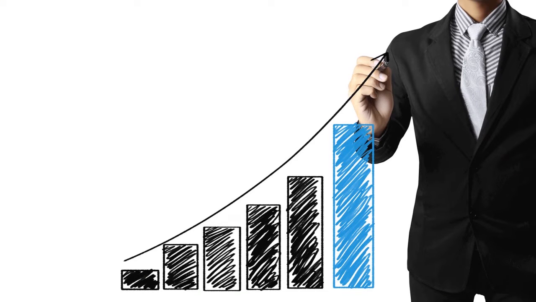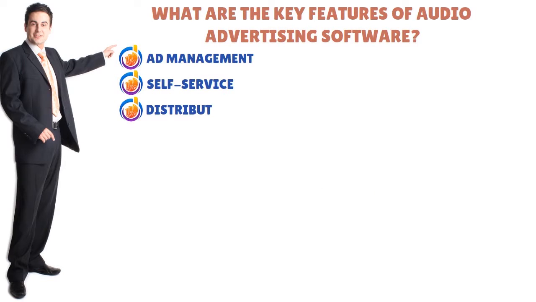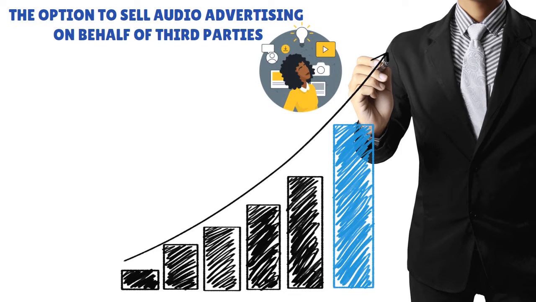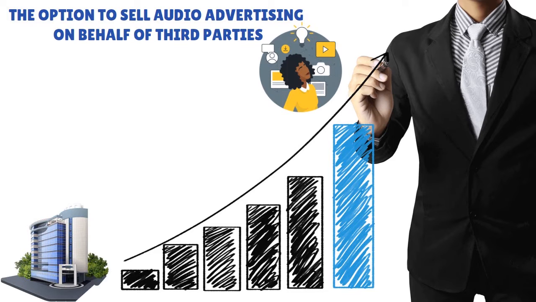The third thing I want you to pay attention to if you're looking to buy or sign up for audio advertising software is distribution. Distribution is really pivotal. This is an option that allows you to sell audio advertising software on behalf of third parties. This is great for media buyers, agencies, and also for regular buyers. Let's say you are a business owner and you're interested in this audio advertising software. This ability to sell on behalf of third parties can be instrumental for your business vision.